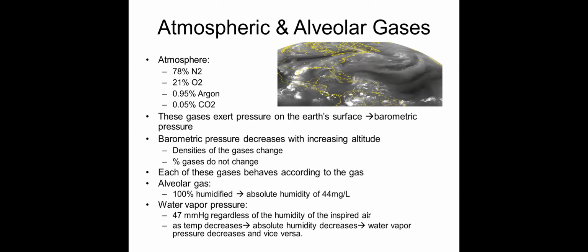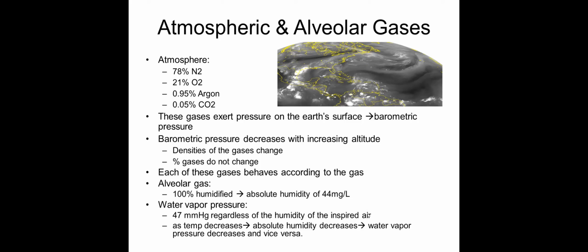It's comprised of 78% nitrogen, 21% oxygen, actually it's 20.8, but we round up to 21%, 0.95% argon, and 0.05% carbon dioxide. These gases together exert pressure on the Earth's surface, which is what we call barometric pressure or ambient pressure. As you probably know, barometric pressure decreases with increasing altitude, and that's because the densities of the gases change. The molecules are further apart from one another per unit of volume.